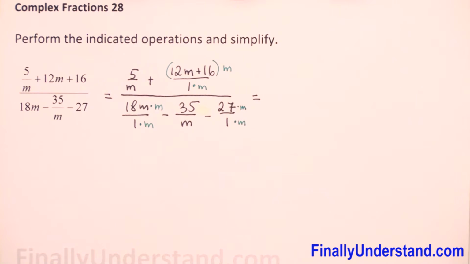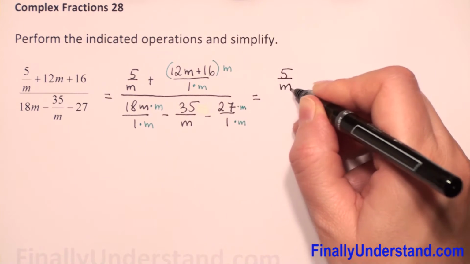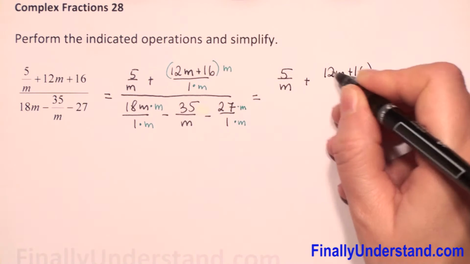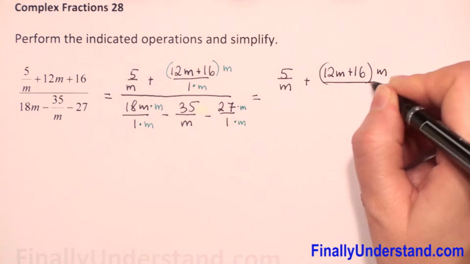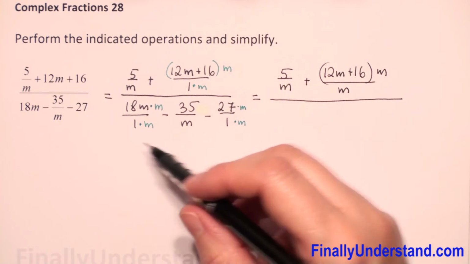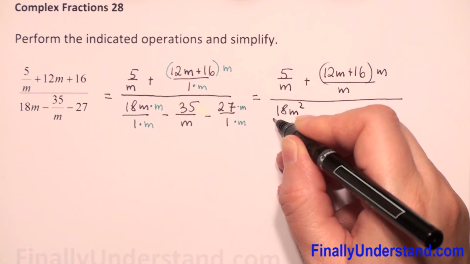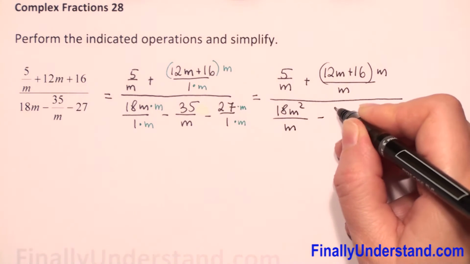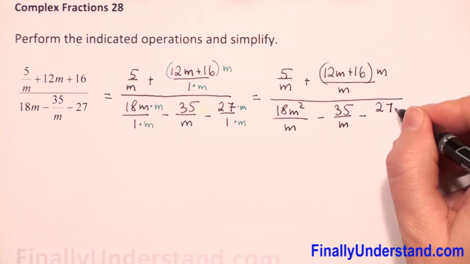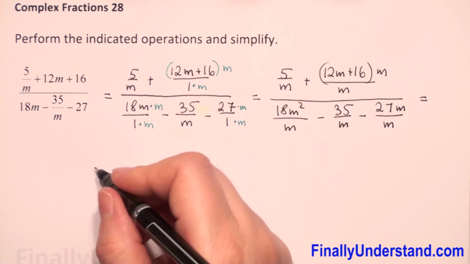So now we have 5 over m plus 12m plus 16 times m over 1 times m is m, and we have over 18m times m, so it will be 18m squared over m minus 35 over m minus 27m over 1 times m is m. So this is equal.